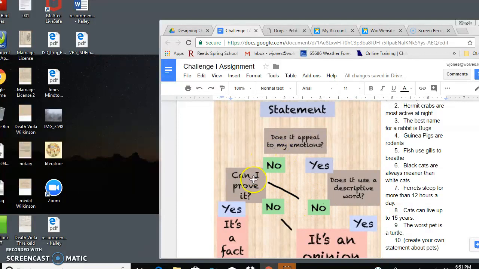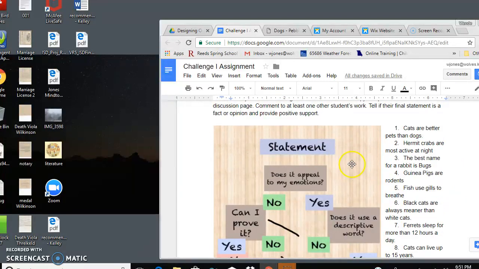and then decided if it was something we could prove, yes or no. If it was not provable, then it would still be an opinion. I hope this helped you understand how to use the flowchart.